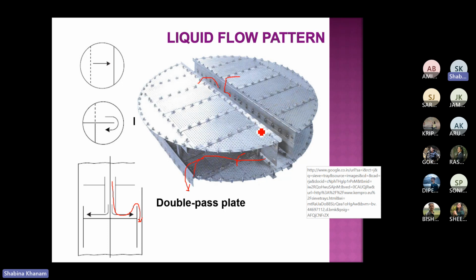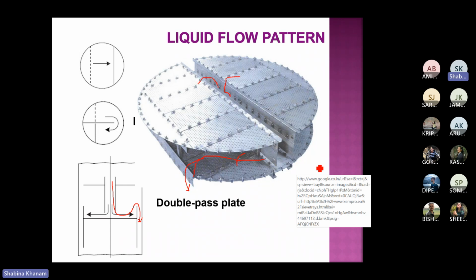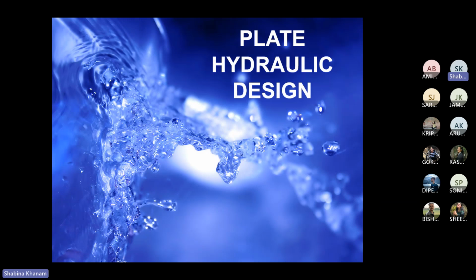This is used when we are having a very large diameter of the column. Okay, the reverse flow is used when we are having a very low flow rate of liquid. This we use normally. Okay, so in this way we can consider the liquid flow pattern and different types of flow contactors. And now we will start another part of the design, and that is plate hydraulic design. How to design a single plate.